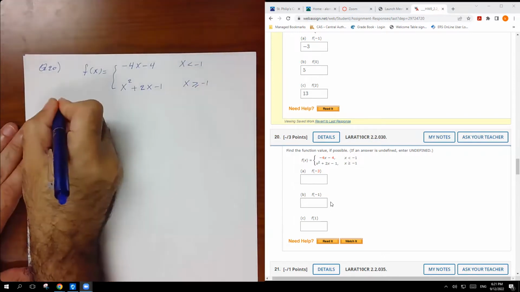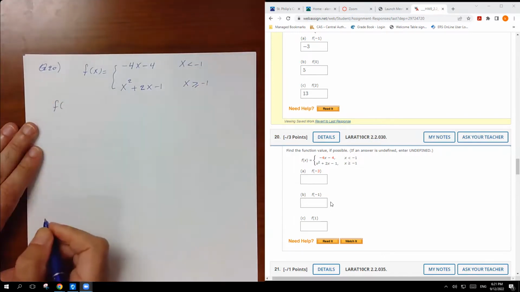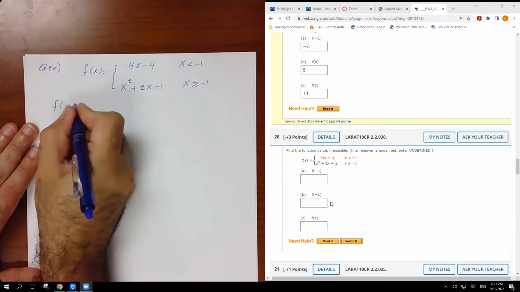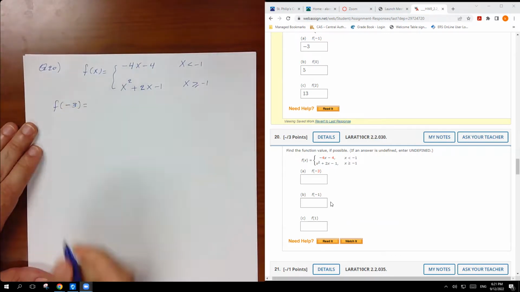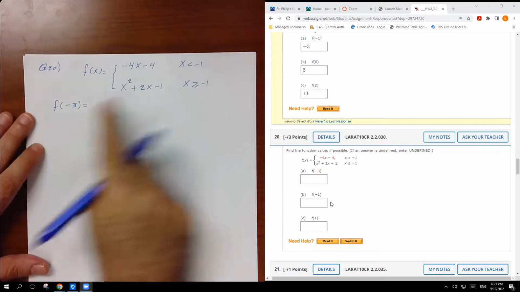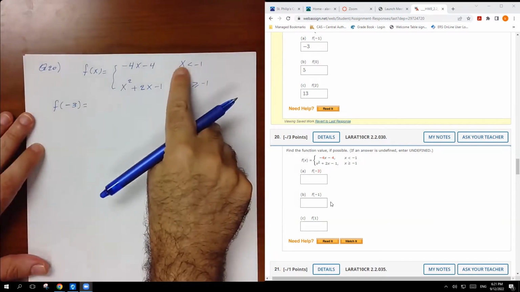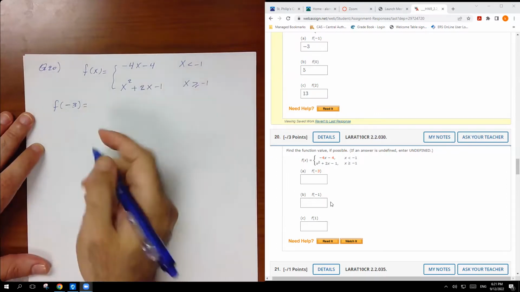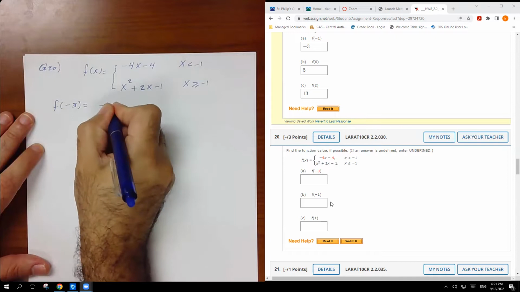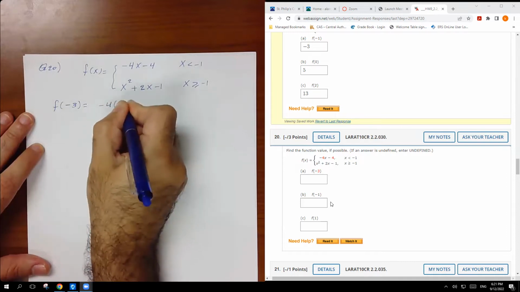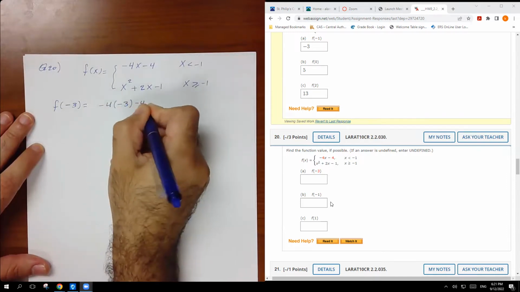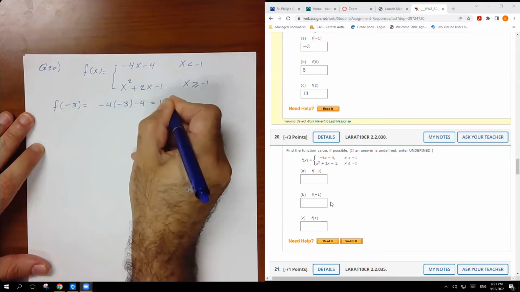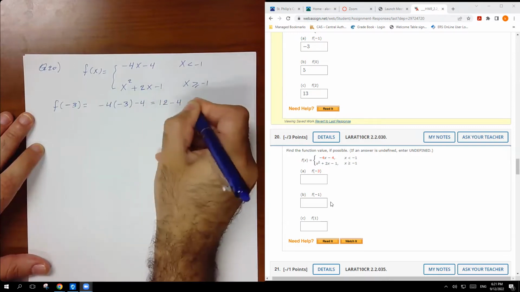They ask you to find f of negative 3. So negative 3 belongs to the first piece because x is less than negative 1, which is negative 2, negative 3, negative 4, and keep going. So this one belongs to the first piece. So I'm going to say negative 4 times negative 3 minus 4, which is equal to 12 minus 4, and this one equals 8.